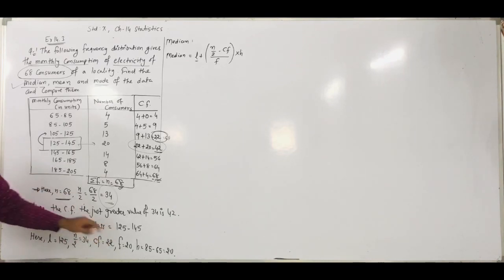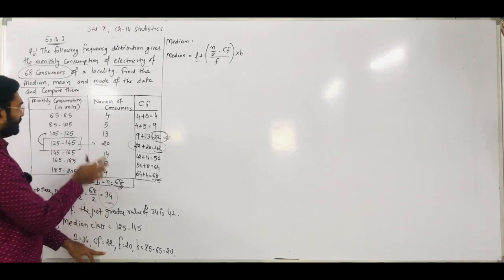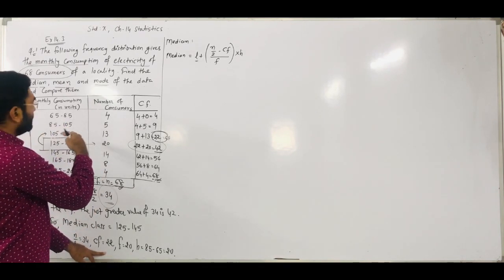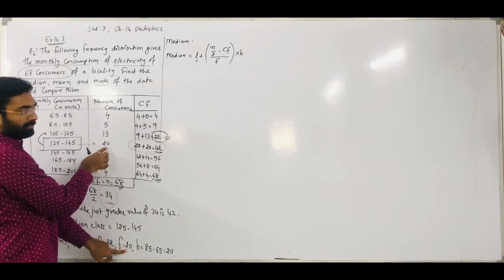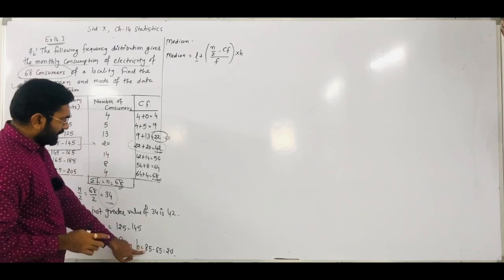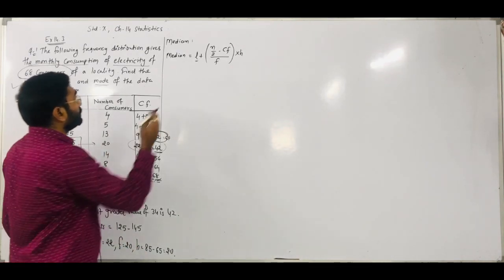And from that we can decide the L value, the lower limit of the median class, 125. N by 2 value is 34. The cumulative frequency value which we have to take is that of the class preceding the median class. Then the median class frequency value, and the class size we can define from the table. All these values we have to put here.